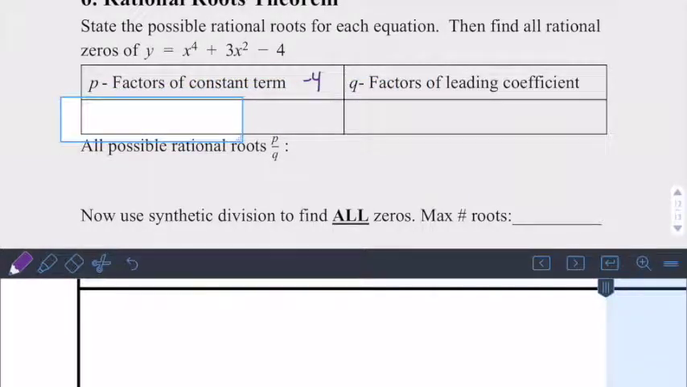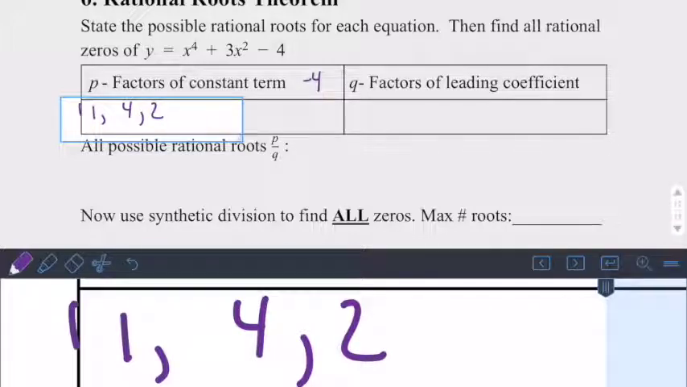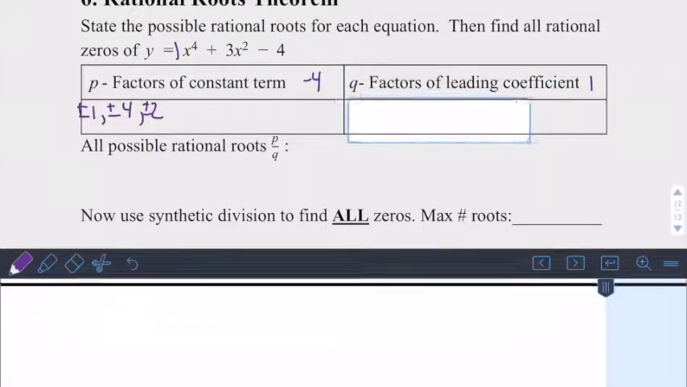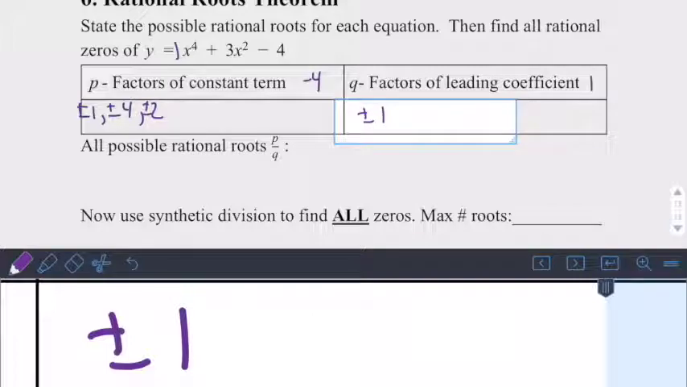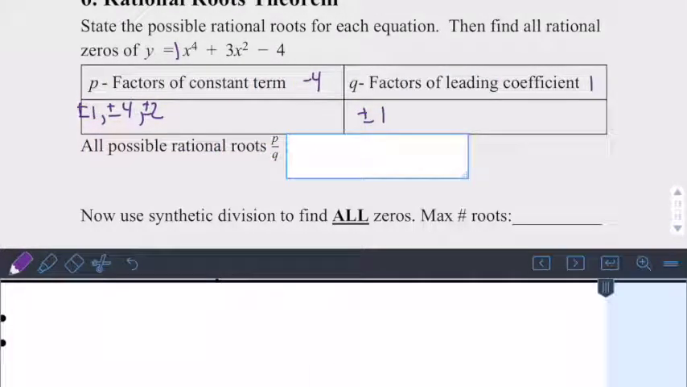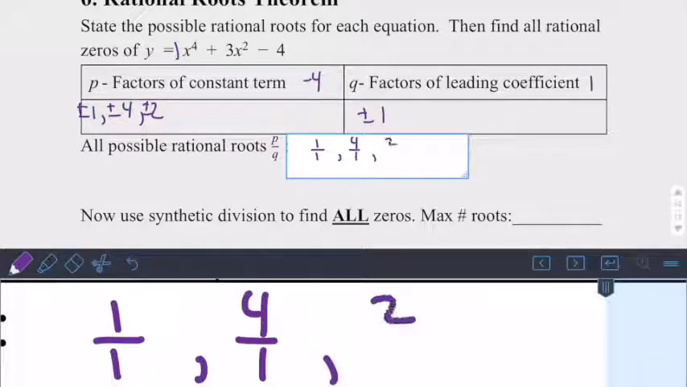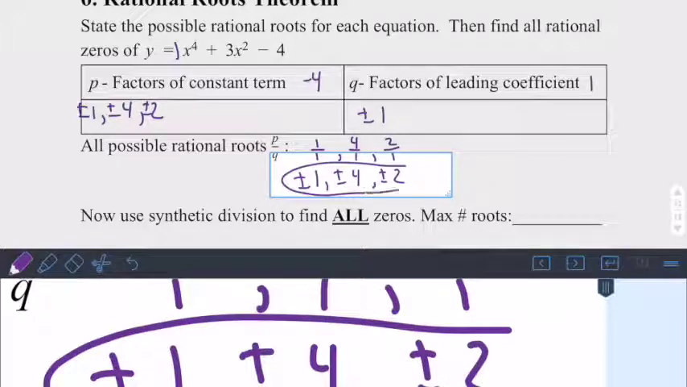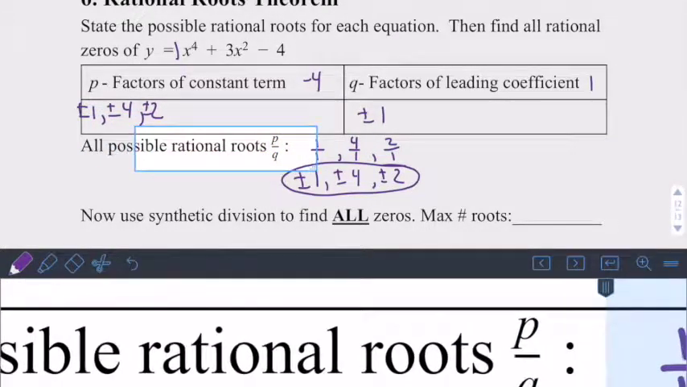So the factors of -4 are 1 and 4, 2 and 2, right? And then plus or minus. And our leading coefficient is 1. So factors of 1 are just plus and minus 1. So all possible rational roots are p divided by q. So 1 divided by 1, 4 divided by 1, and 2 divided by 1. So plus or minus 1, plus or minus 4, plus or minus 2. There's 6 possible rational roots.